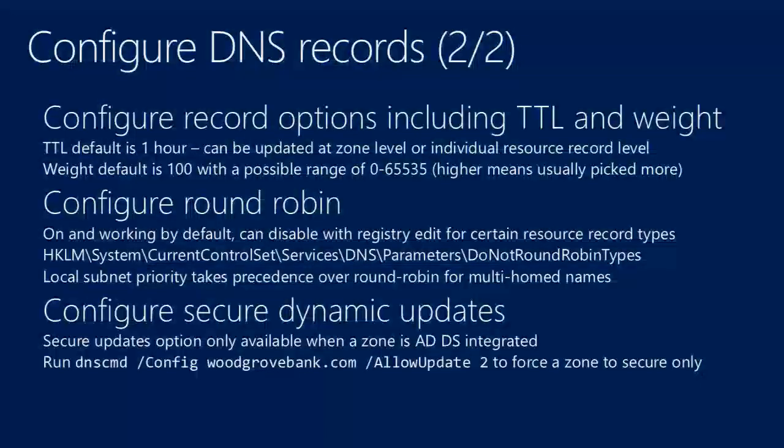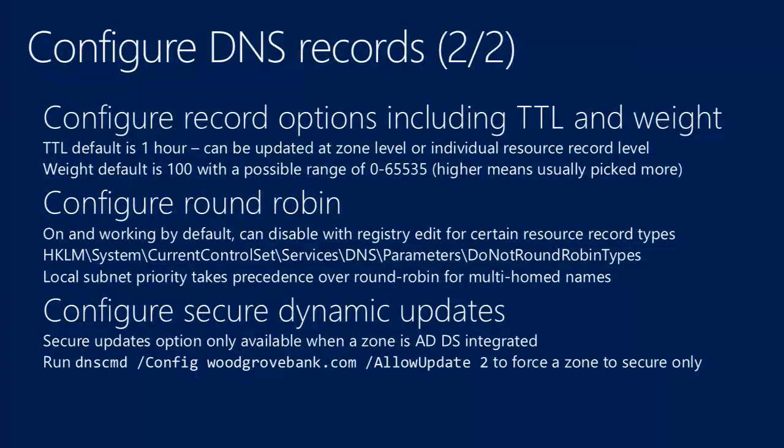So more about records. Configure the record options with the TTL and the weight. So know the TTL default is an hour, and then the weight. We talk about wanting to favor a certain server for a service. Maybe you have 3 or 4 web servers and you don't want to load balance them. You really want server 1 to handle like 60% of the traffic. You can use weight in your DNS records to favor a certain server.